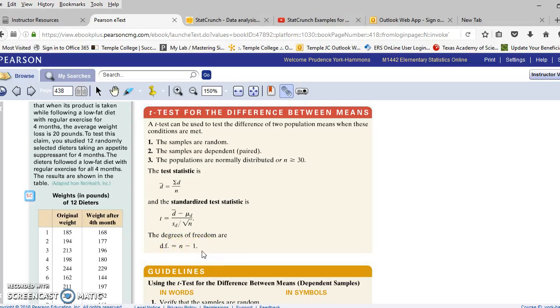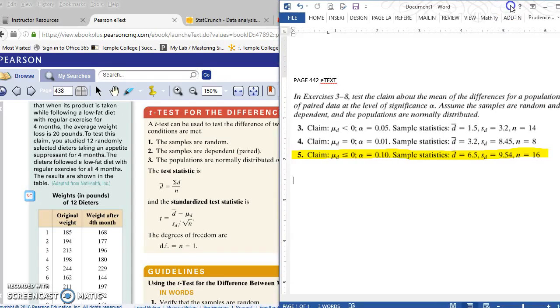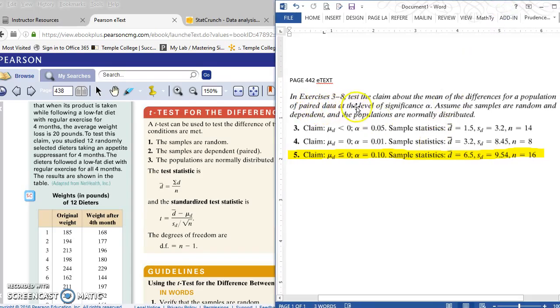So I'm going to move to one of the homework problems that we have to do, and I'm going to pause for just a second and open that back up. Now, I've left these formulas up because we're going to have to calculate the standardized test statistic here in a moment. So it says in exercises 3 through 8, test the claim about the mean of the differences for a population of paired data at the level of significance alpha. Now, here's the important part. Assume the samples are random. That's part 1. And dependent. That's condition number 2. And the populations are normally distributed. That is condition number 3.